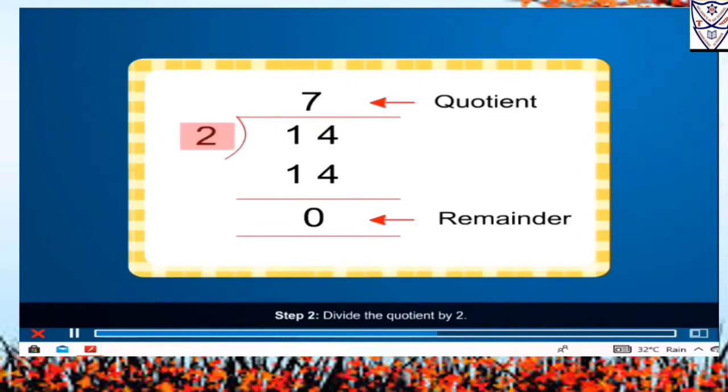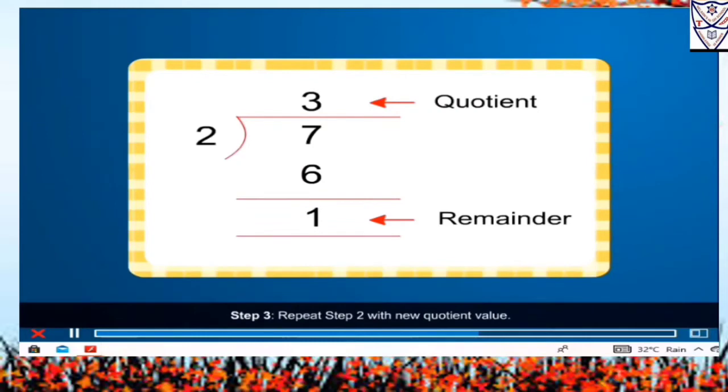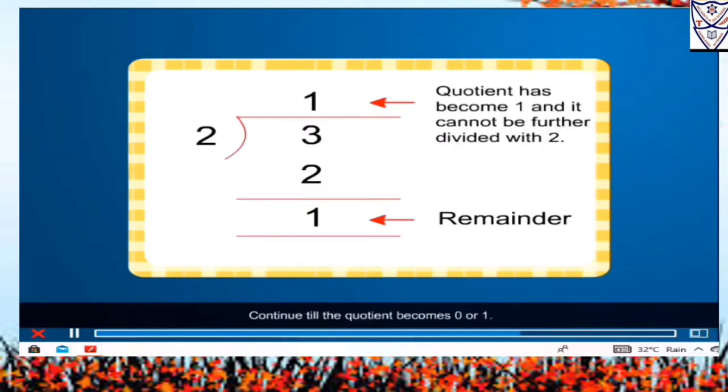Step 2. Divide the quotient by 2. Step 3. Repeat step 2 with new quotient value. Continue till the quotient becomes 0 or 1. Quotient has become 1 and it cannot be further divided with 2.